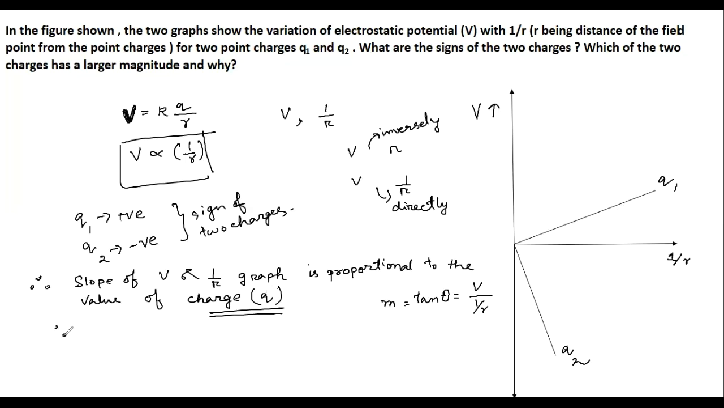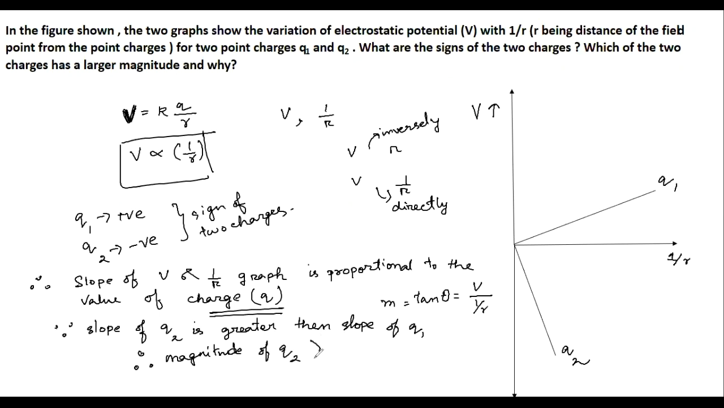Okay, so since the angle, or you can directly say the slope, of Q2 is greater than the slope of Q1, therefore the magnitude of Q2 is greater than the magnitude of Q1. Okay. So if I want to represent my slope, it will be something like this.